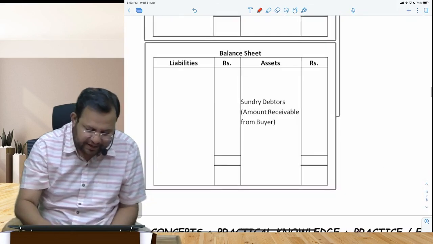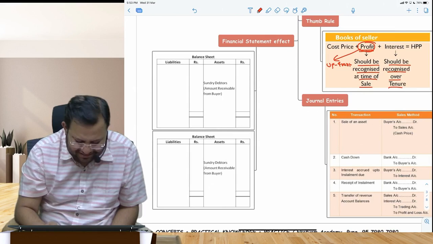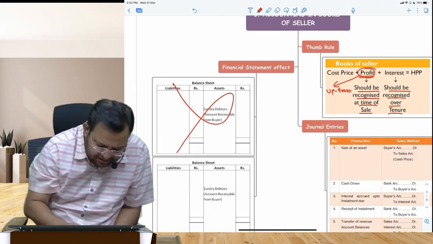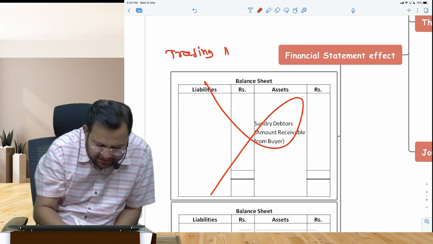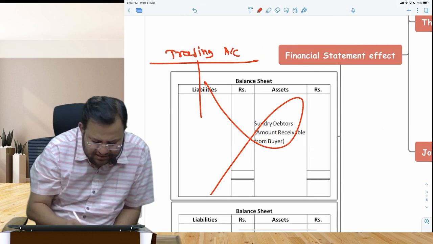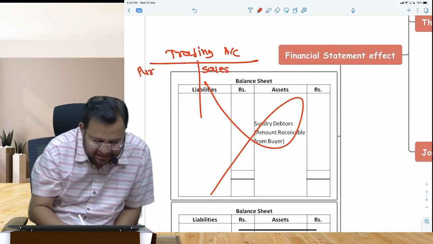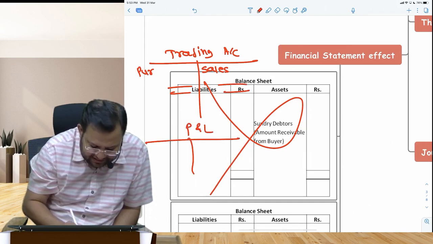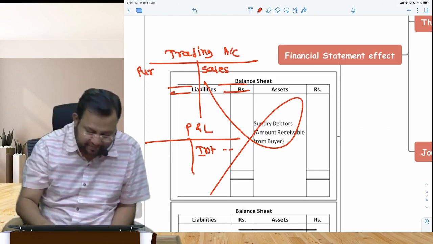तो basically, इसने दोनों बैलेंस शीट कॉपी किया यार, इधर P&L चाहिए. There should be trading account here. In the trading account of seller, there will be sales and there will be purchase of asset. This will be in the year of sales, और उसके P&L account में आएगा interest. Interest will come on the credit side over the tenure of agreement.